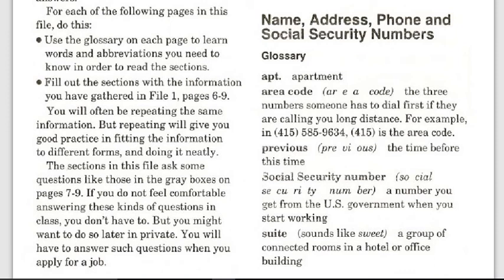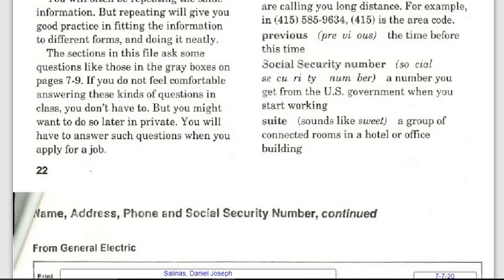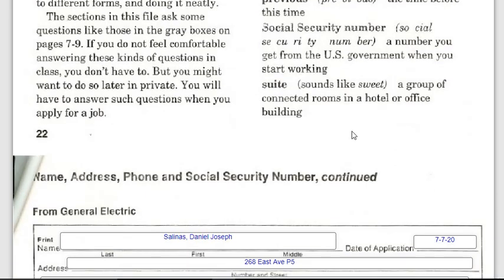Social security number, this is your 9-digit one. You do not need to use it here. You can make one up, but you should make it up correctly. Suite is usually an abbreviation about where something is located in a business building.